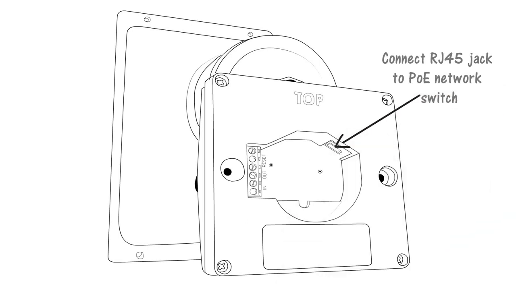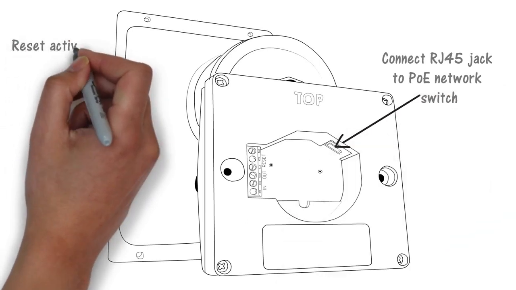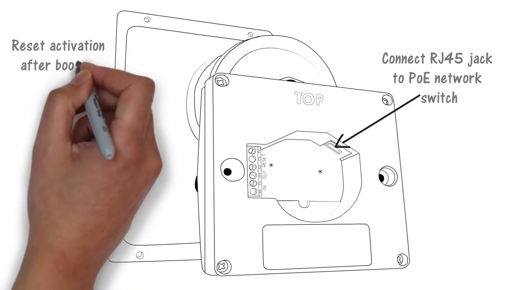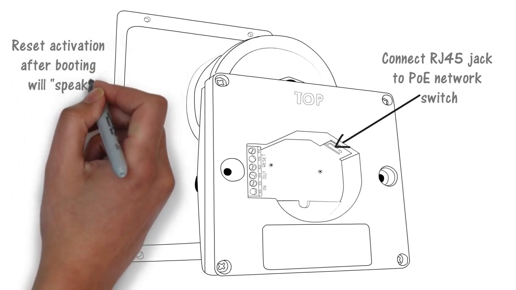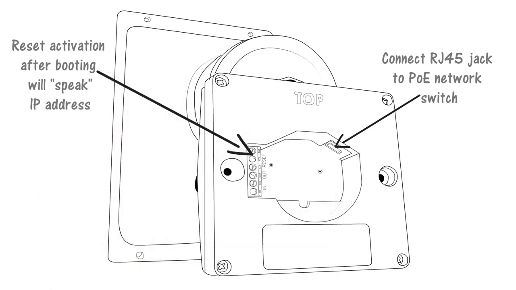The 8186 horn speaker supports both static and DHCP IP addresses. If the reset terminals are momentarily connected after boot up, the 8186 will speak its IP address. Alternatively, the endpoint can be located on the network using Algo's locator tool.